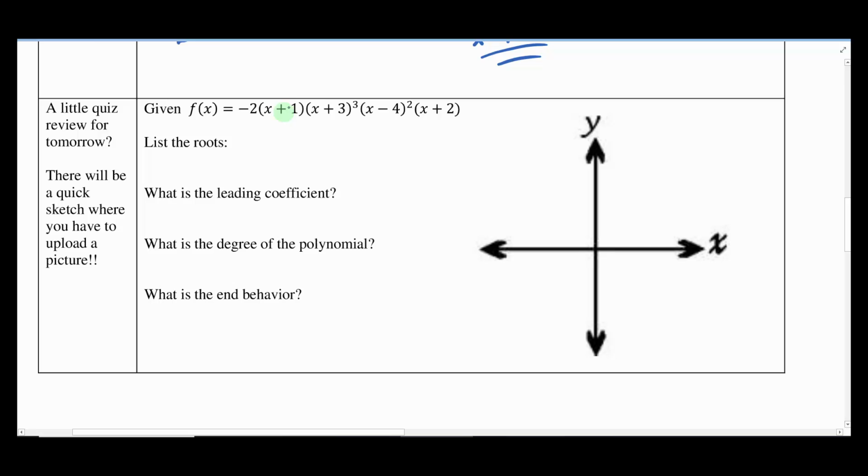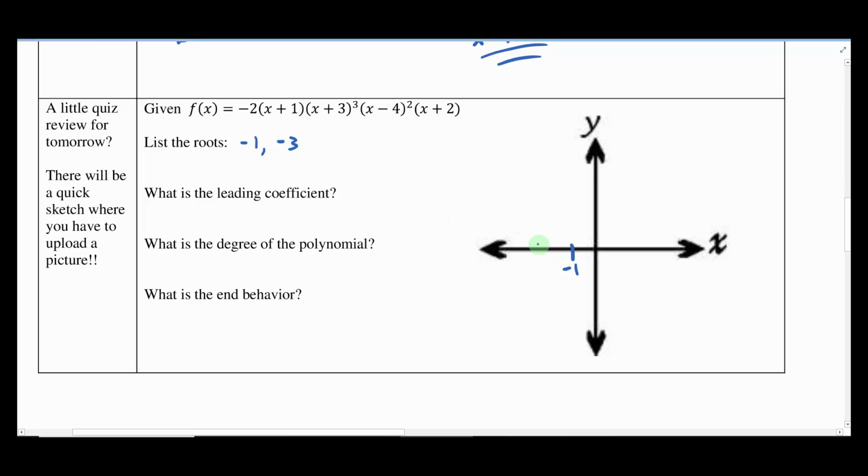To find those, we look at our linear factors, these parentheses with the x's in them. So this one is an x plus 1. That tells me I'm going to have a root of negative 1. It also means on my graph that I'm going to hit the x-axis at negative 1. So then I go to the next one. This one is x plus 3. So that means we're going to have a root of negative 3.